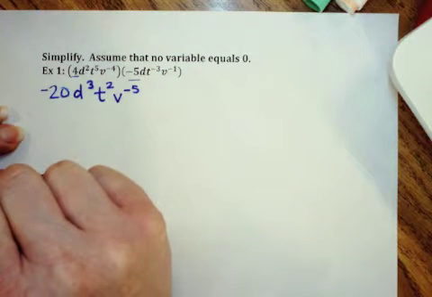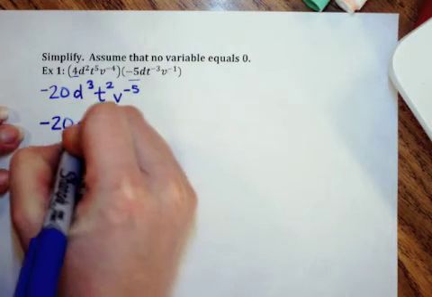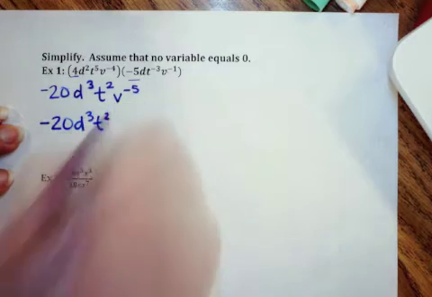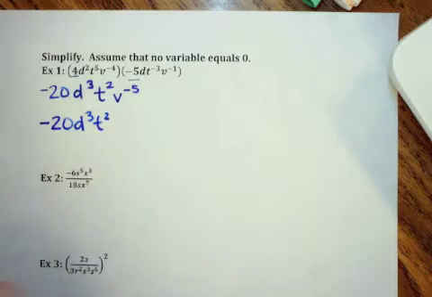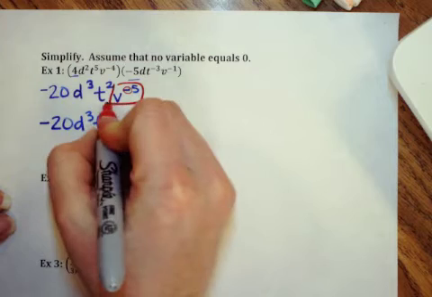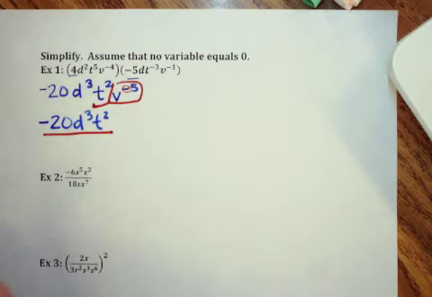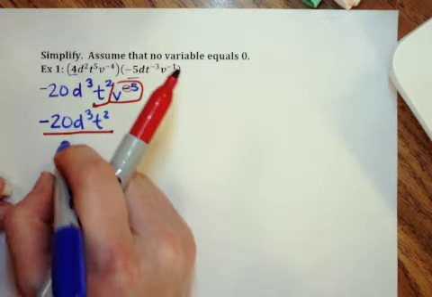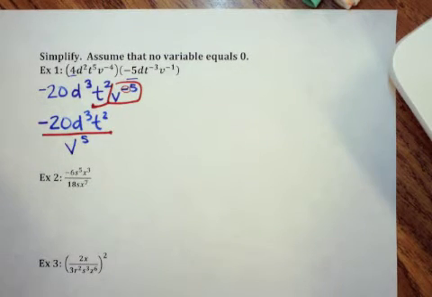When I finish, I don't want any negative exponents. So in the end, what's the only term with the negative exponent? The v. So the v to the negative 5, he's going to give up his elevator pass, and the whole term is going to ride the elevator to the bottom. I go from the top floor of v to the negative 5 to the bottom floor to be v to the 5th. So I've got negative 20 d to the 3rd t squared v to the 5th. Positive because he used his elevator pass.